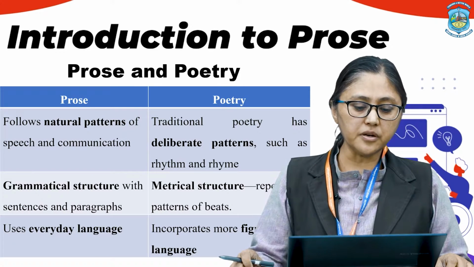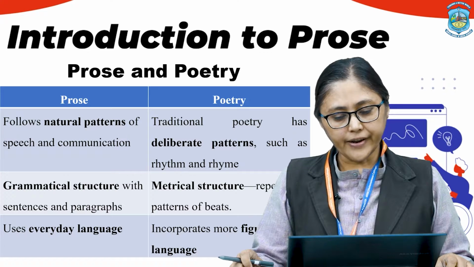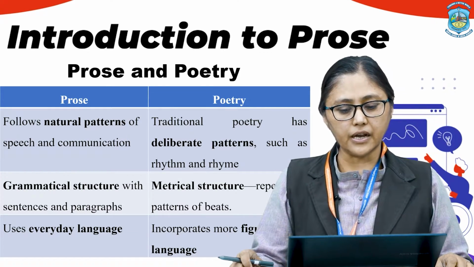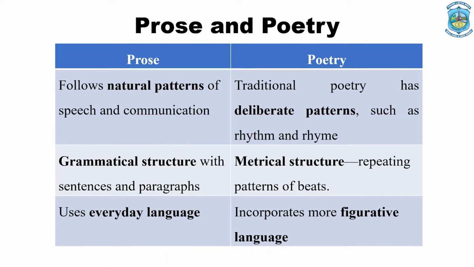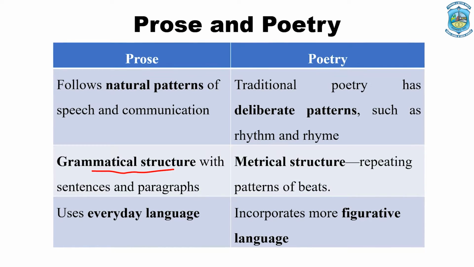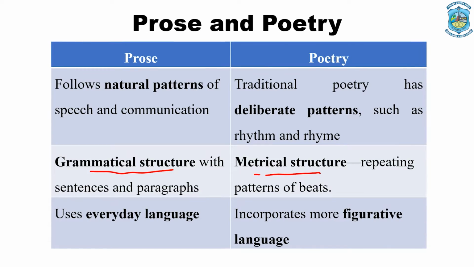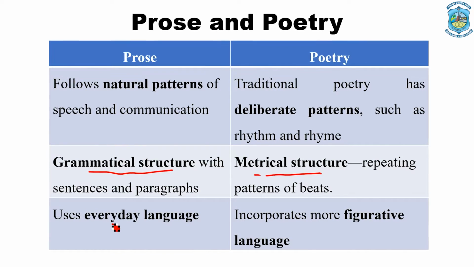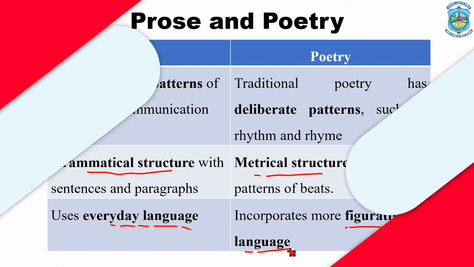Prose follows natural patterns of speech and communication, whereas traditional poetry has deliberate patterns such as rhythm and rhyme. Prose has grammatical structure with sentences and paragraph, whereas poetry has metrical structure with repeating patterns of beat. Prose is written in everyday language and poetry is written in figurative language.